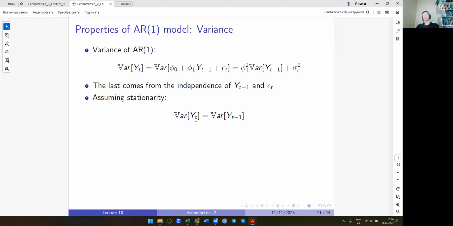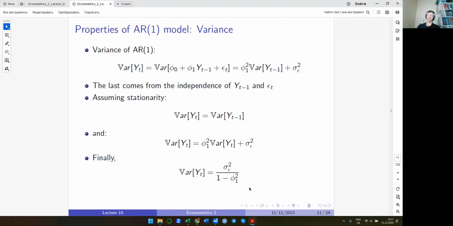Again, if we assume stationarity, then these variances are equal. And so we just plug in here the variance of yt. Again, this comes from our assumption that the process is stationary. So we plug everything in, and finally we derive the variance. So the variance is sigma squared of epsilon over 1 minus phi1 squared.